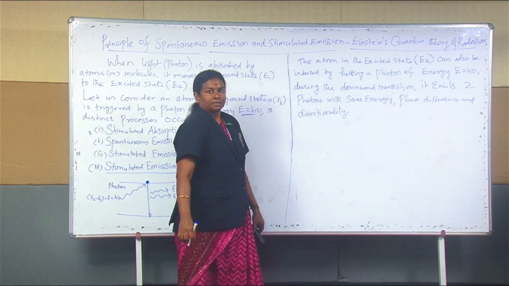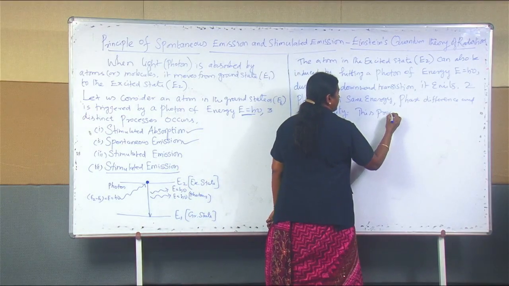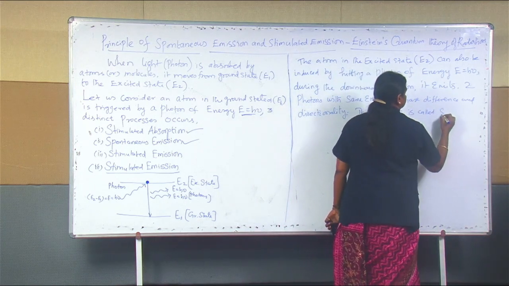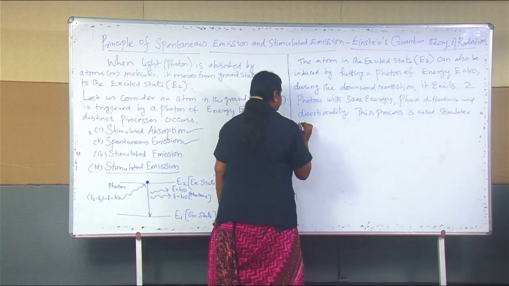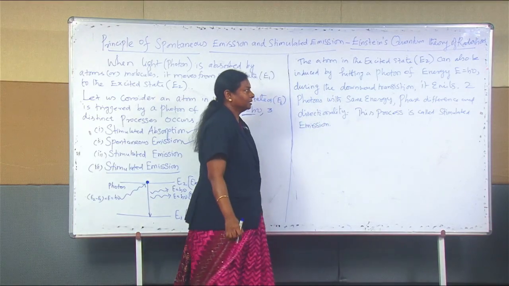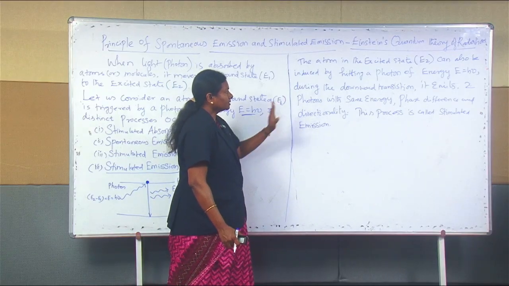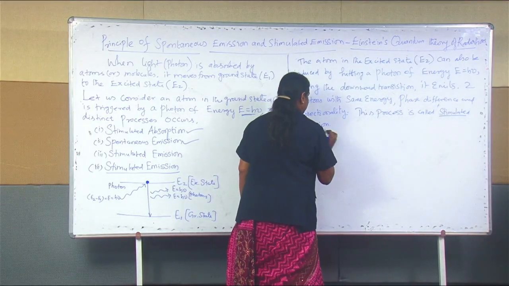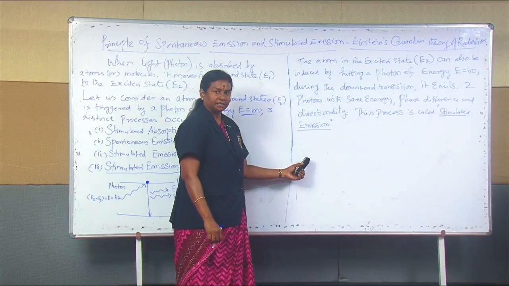Okay. So, this process is called stimulated emission. Are you able to follow my handwriting? Okay. So, here this is our stimulated emission process. You can highlight this stimulated emission. What we have to do next? We have to write the equation, isn't it?